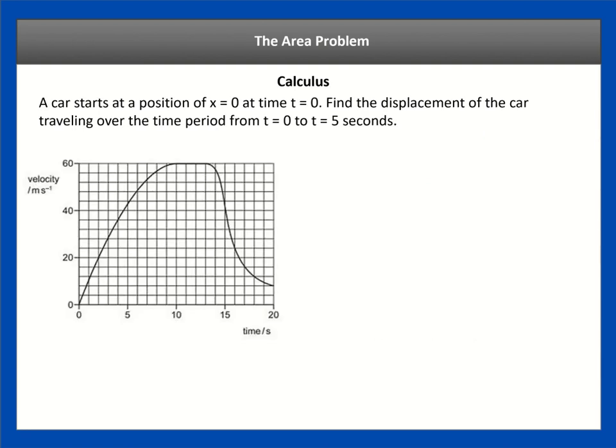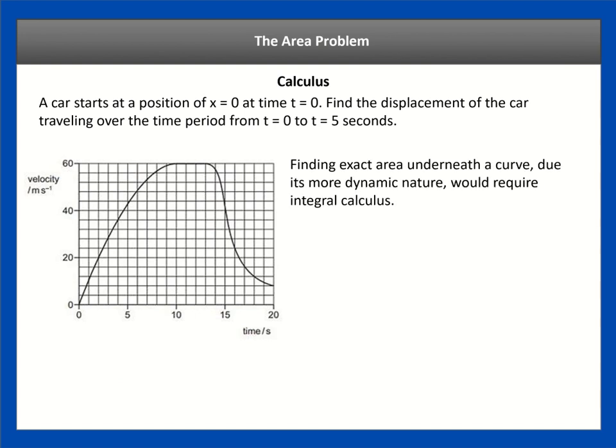Now let's take a look at the dynamic curve. So if I look at the dynamic version of this, and I'm going to do it from 0 to 5 seconds. Well, how do I do it? Well, because we're finding the exact area underneath the curve, because it's more dynamic, we're going to require integral calculus, which talks about this idea of the integral, which is a way to help you find the area under the curve, right? If we're talking about this situation.